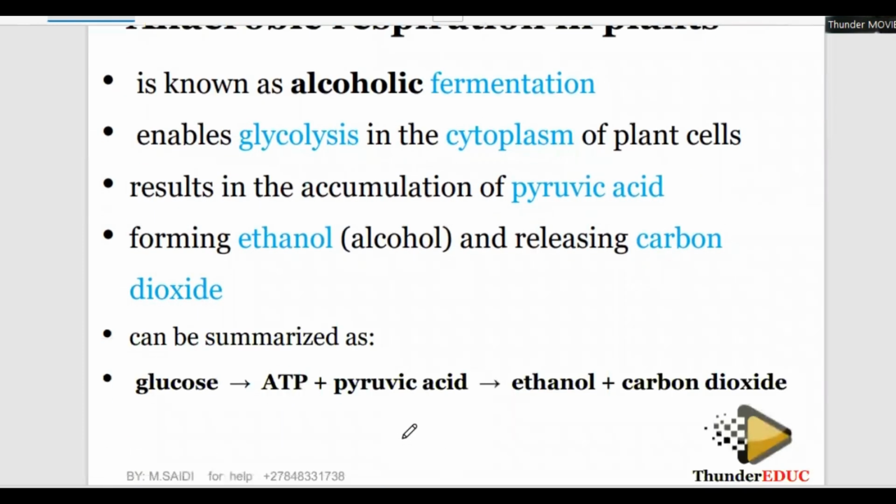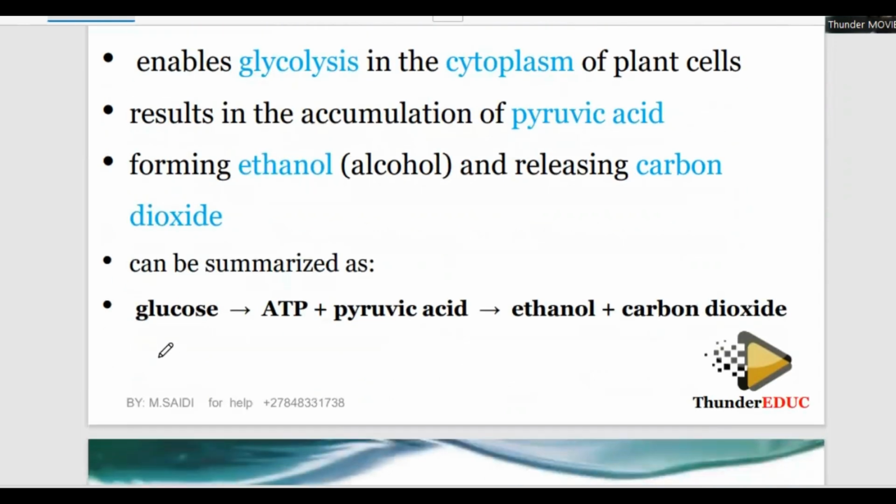If you check where you are making this fermentation, you'll find what we call small bubbles which are coming out. Those small bubbles, that is carbon dioxide which is being released. So it can be summarized like this: glucose gives you ATP plus pyruvic acid. The pyruvic acid, or the pyruvate, sometimes we call it pyruvate, is converted into alcohol and then carbon dioxide.